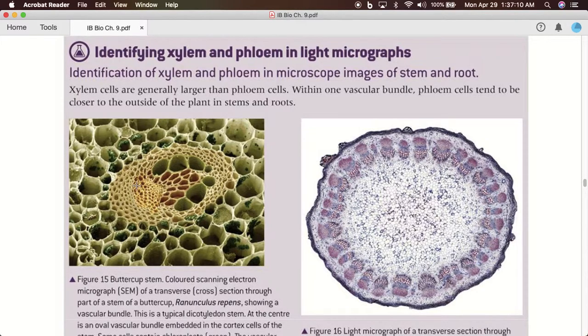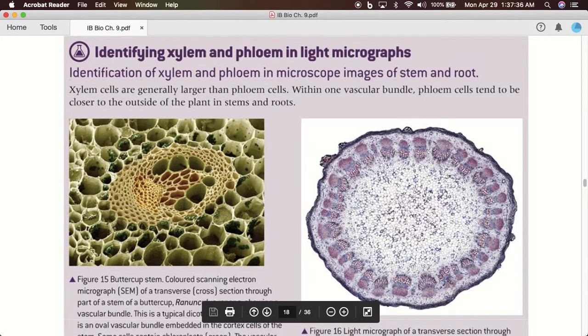And the reason why the xylem is bigger is because the xylem carries water, and water is cohesive. Sorry, the xylem's not made out of water, the xylem carries water. And because water has cohesive properties, it doesn't need such narrow tubes to stick together because it already has an affinity to sticking together.